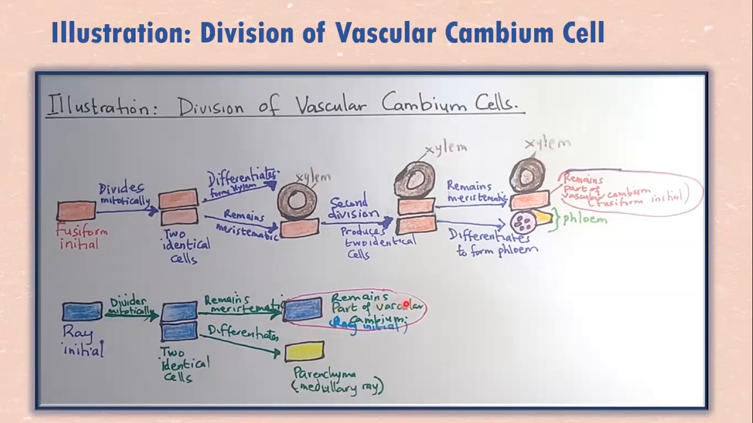How these cells form the various tissues, the detail of it, is found in my lesson on plant growth, primary and secondary growth. This brings us to an end of our quick revision on meristem and plant growth.